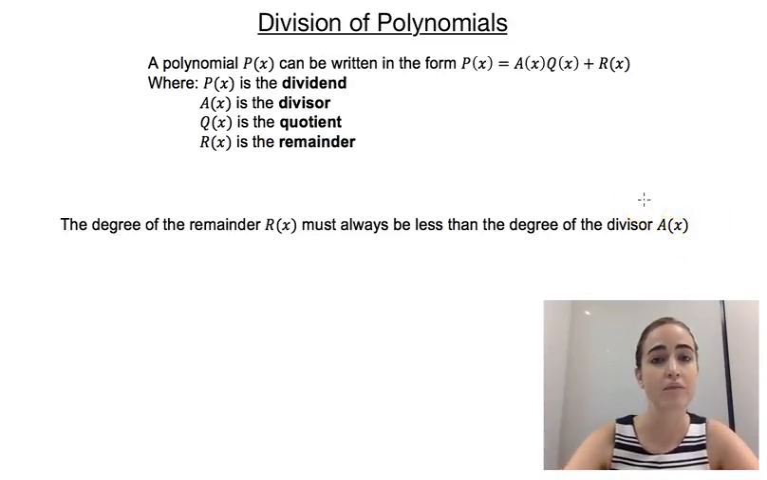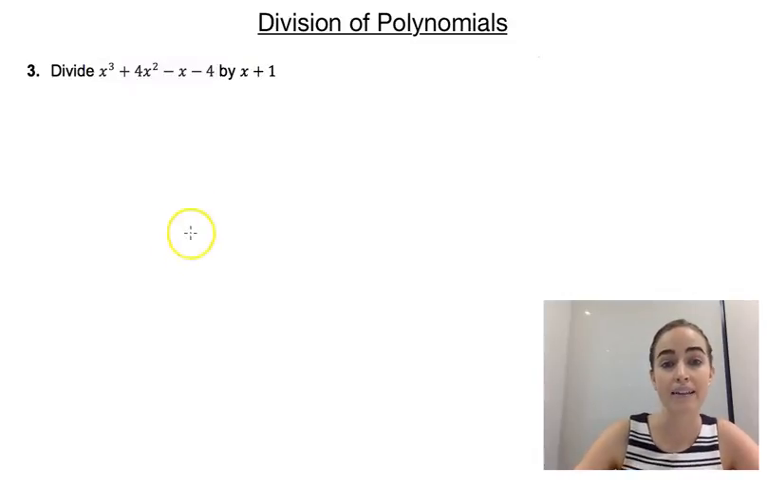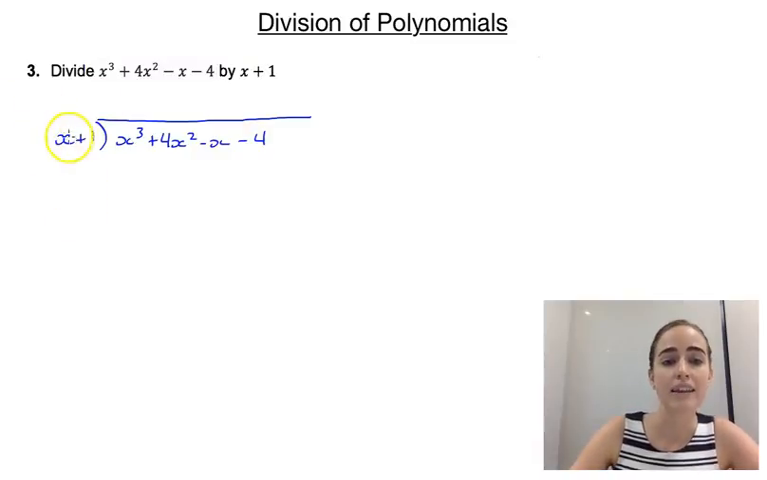So let's have a look at some examples. Our first example asks us to divide x cubed plus 4x squared minus x minus 4 by x plus 1. So we're going to write that out, x plus 1, and x cubed plus 4x squared minus x minus 4. What we look at here is this first term. We look at that x and ask, what do we have to multiply x by to get to this first term of x cubed? We would have to multiply it by x squared.